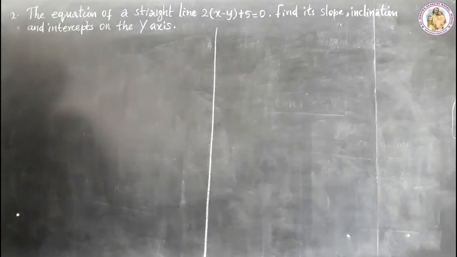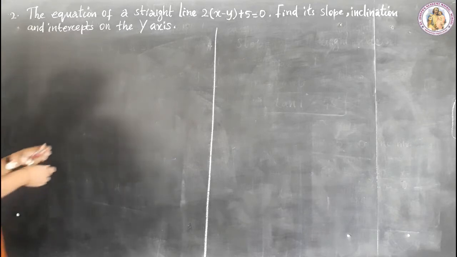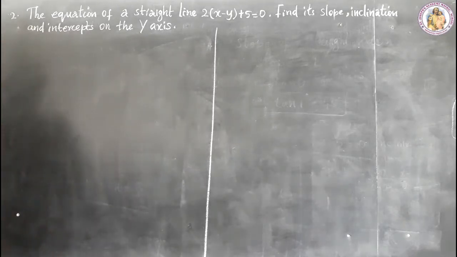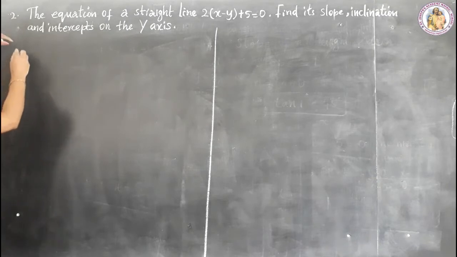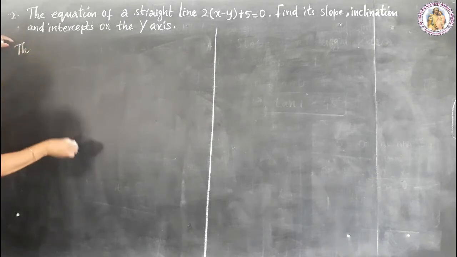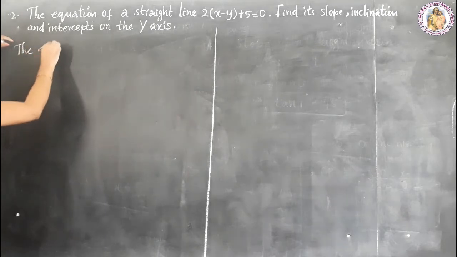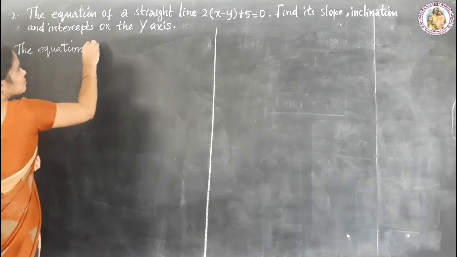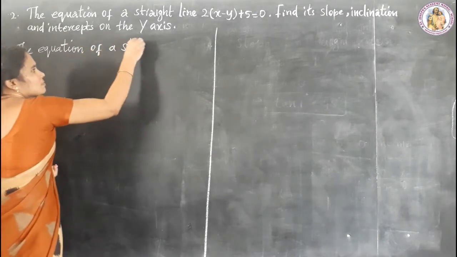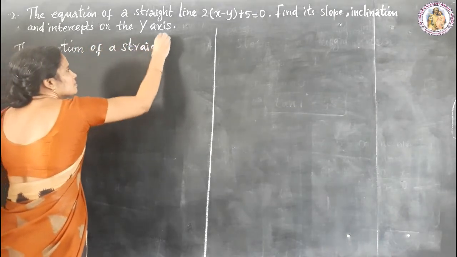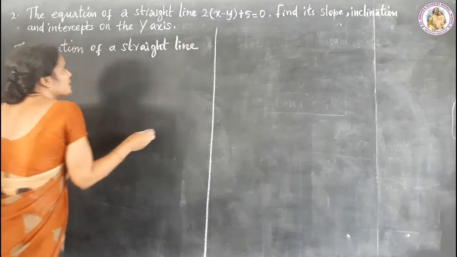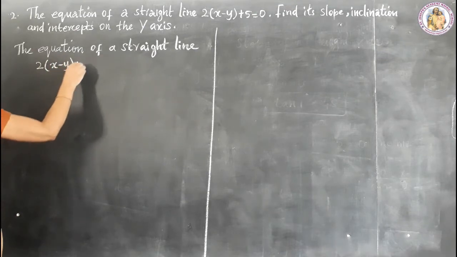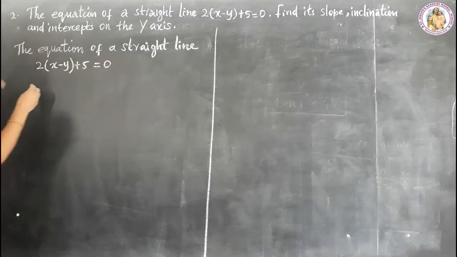Question number 2. The equation of a straight line is 2x minus y plus 5 is equal to 0. Find its slope, inclination and intercepts on the y-axis. Okay, the equation of a straight line is 2x minus y plus 5 is equal to 0.